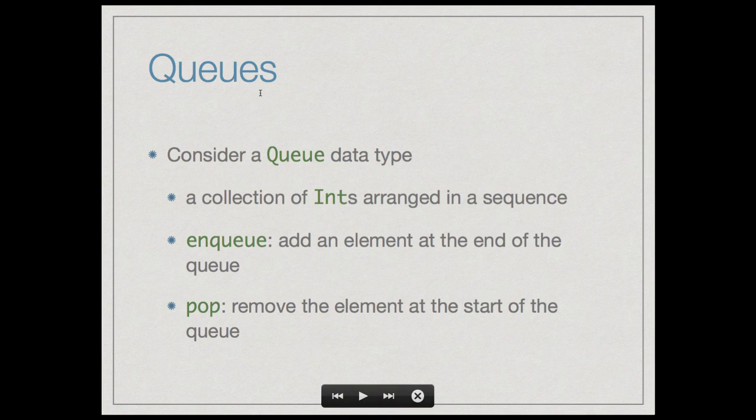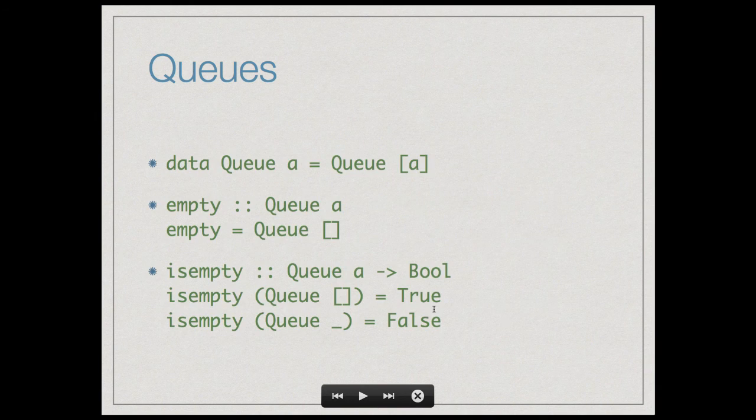Let's consider another data type, Q. A queue is a collection of integers arranged in a sequence. NQ adds an element at the end of the queue. DQ removes the element at the start of the queue. Here is the definition. data Q A equals Q list A. Recall again that Q is the type constructor and the Q on the right is a value constructor, which is a function from list A to the type Q A. The empty queue is just given by Q empty list.